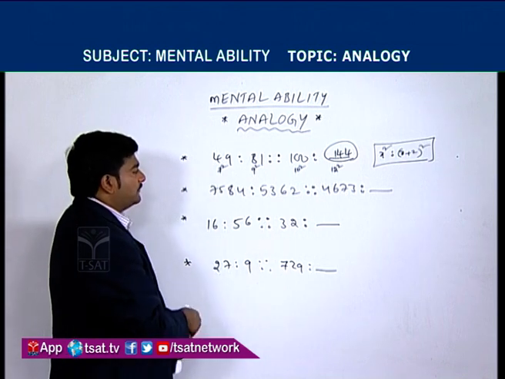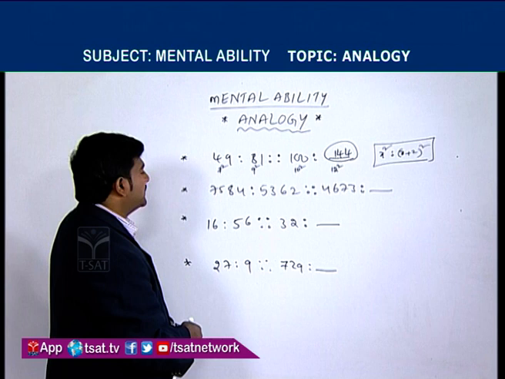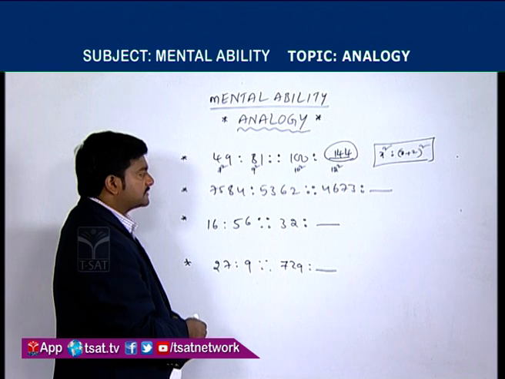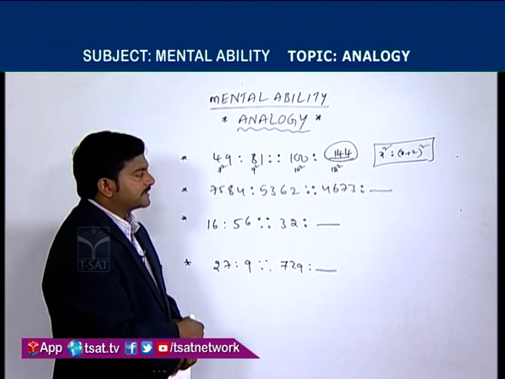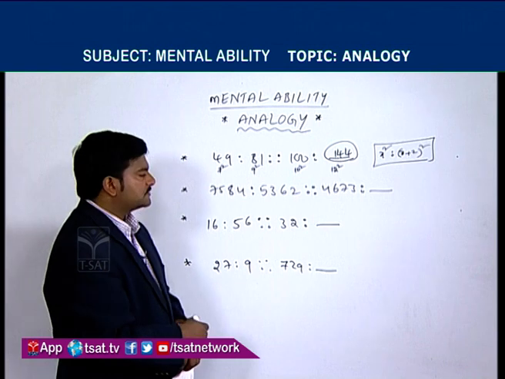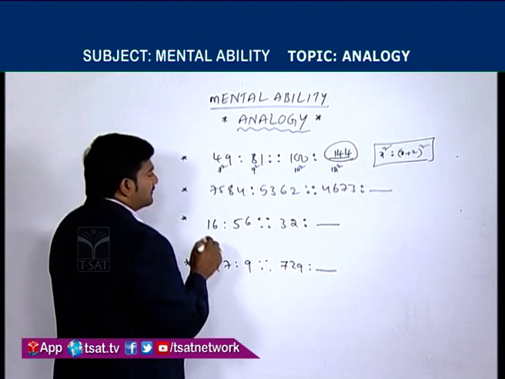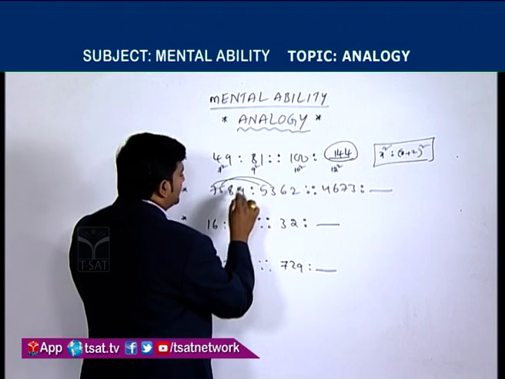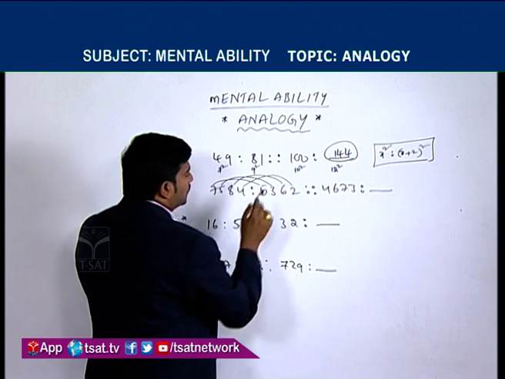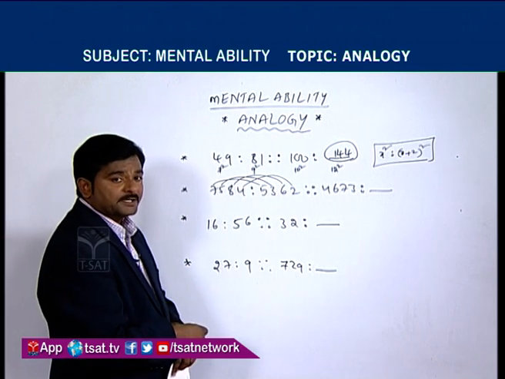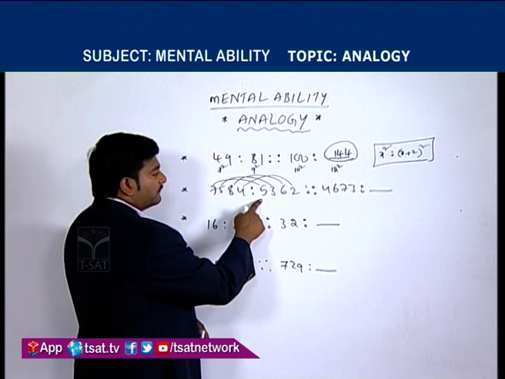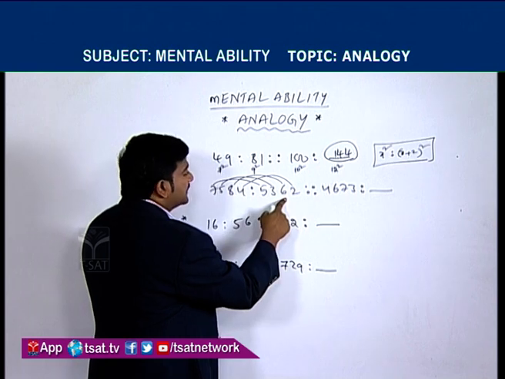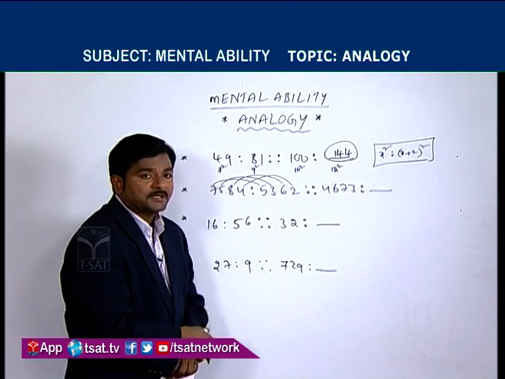Okay, see here, a 4-digit number is given. 7584 is to 5362. Similarly, 4673 is to dash. So it's a simple concept, we need not worry about this. For example, see 7 5 5 3 8 6 4 2. What did you observe here? I repeat this concept once again. 7 is written as 5, 5 is written as 3, 8 is written as 6, 4 is written as 2. So what is the concept involved in this?